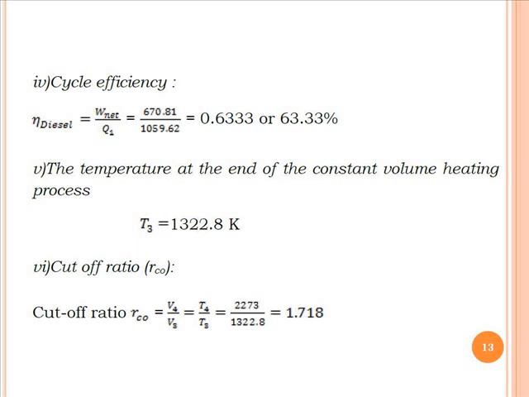Now the next task is to find out the cutoff ratio. So cutoff ratio, that is RCO, is equal to V4 by V3, that is T4 by T3, and that value is 1.718. And the next task which we have to discuss, that is in the next slide.